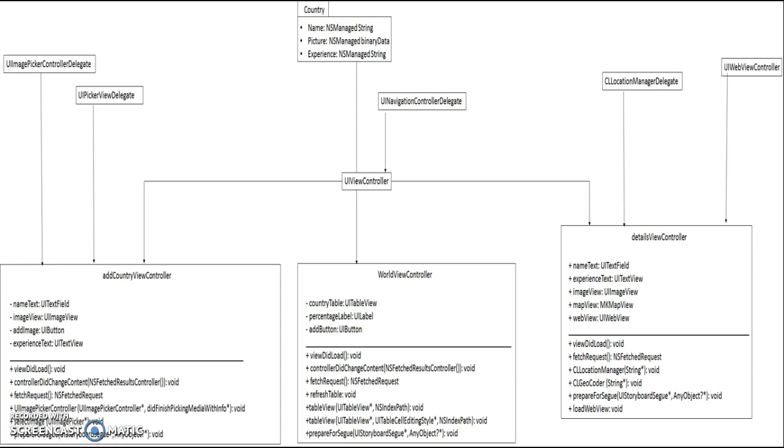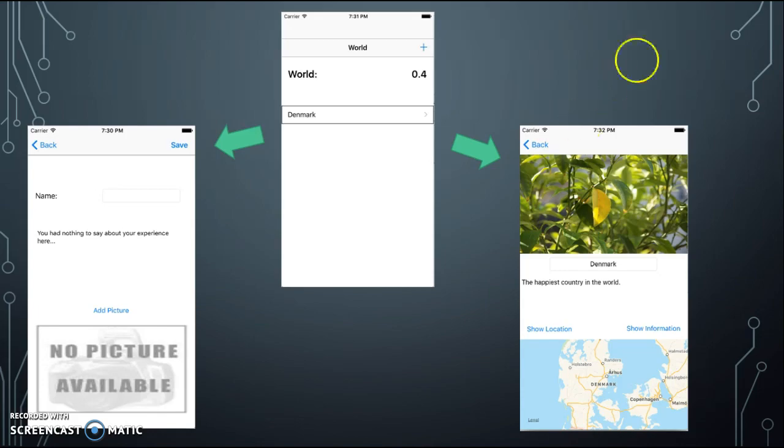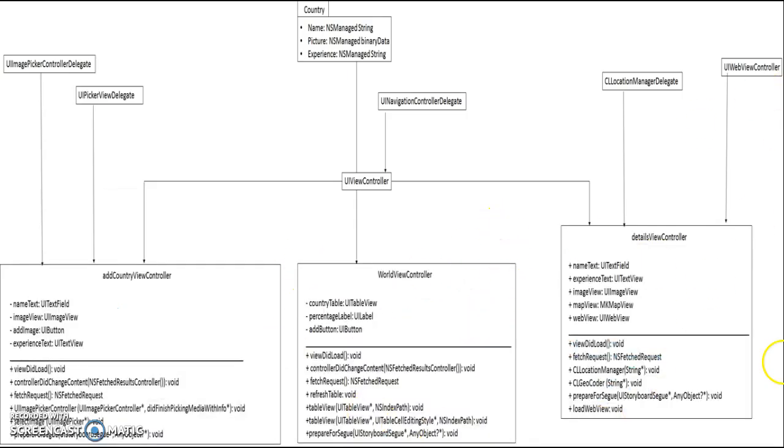And so this is the class diagram. I formatted it in the way that it looks like this to make it easier. World view controller, that's the table view. I put that in the middle here. It has the UI table view, which keeps track of the countries, the percentage label, which is the percentage of the world that you have been to, and then the add button, which will allow the user to add a new country. This add button is a segue to the add country controller.